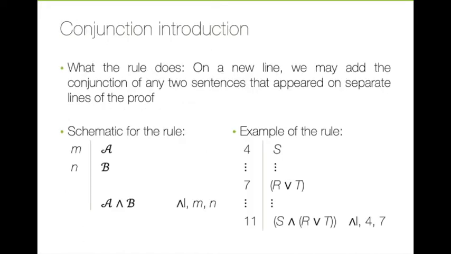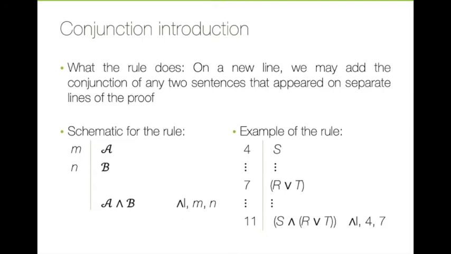In the rest of this video, we're going to cover the most straightforward introduction and elimination rules. And we'll start with the rules for conjunction. Conjunction introduction is our first rule, and this rule allows us to, on a new line, add the conjunction of any two sentences that appeared on separate lines earlier in the proof. So again, the schematic shows the basic structure of this rule. It can be applied to any proof that shows sentences with this basic structure somewhere in the proof.